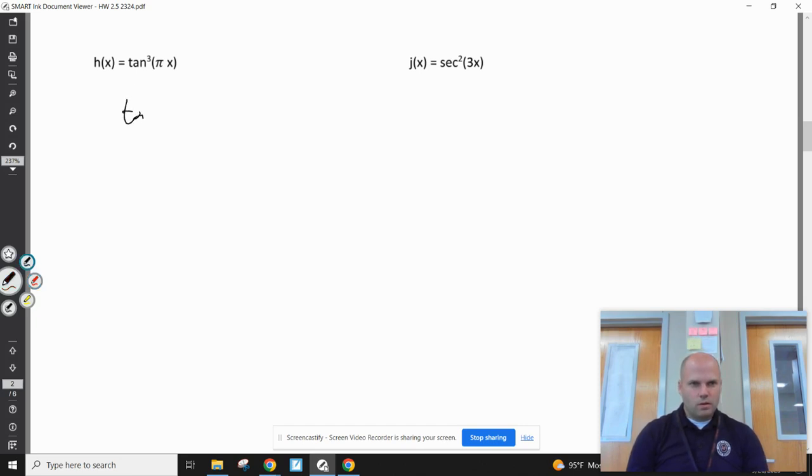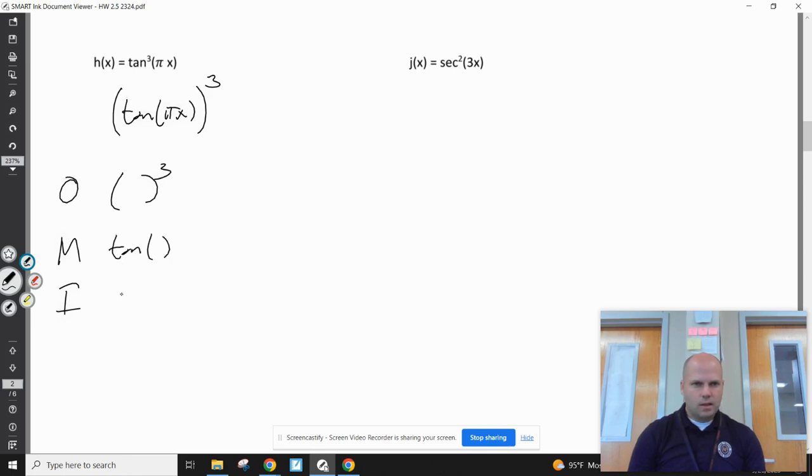First thing I do is write this as a cube. 2 sets of parentheses, outside, middle, inside, cube, tan, pi x. Now, pi x's derivative is pi. It's just like the derivative of 5x is 5. Tangent's derivative, you need to know this for your test, is secant squared. 3 parentheses squared. Multiply these together.